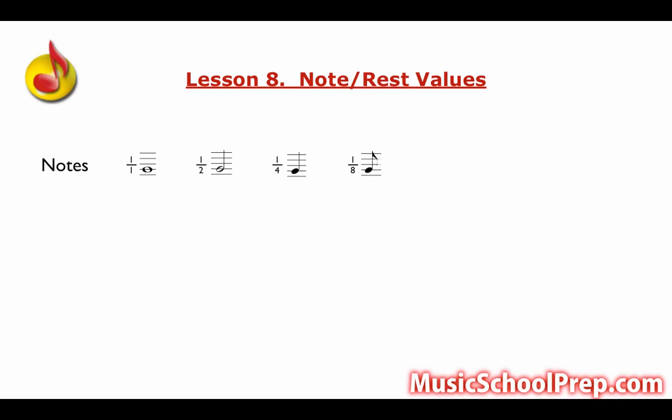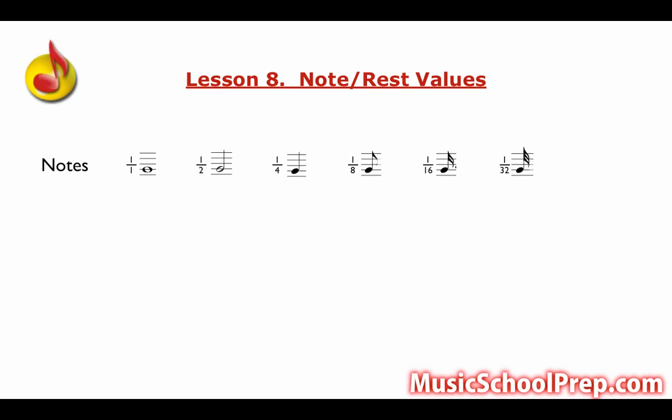Here is an eighth note. It is a filled oval with a stem and a flag. Eighth notes are half the duration of a quarter note, so 2 eighth notes take the same amount of time as a quarter note. 16th notes have 1 more flag than eighth notes, and 32nd notes have 1 more than that. 16th notes are half the duration of eighth notes, and 32nd notes are half the duration of 16th notes, just like the relationship between the others.